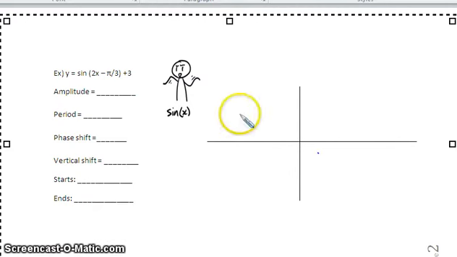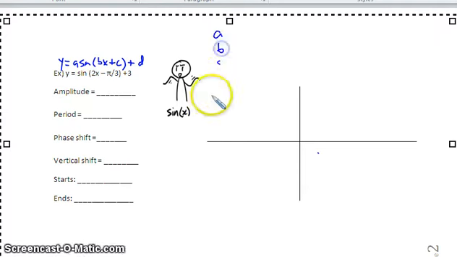Okay, so looking at this next example, if we are trying to graph this sine graph, I like to write down the generic form of the equation: y equals a sine of bx plus c, plus d, because that gives me a good idea of what exactly my a, b, c, and d are.